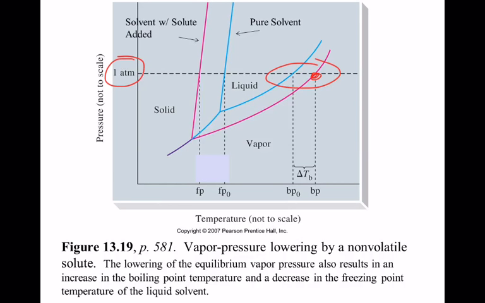Remember, the pink is the adulterated, the solvent to which solute has been added. With the presence of your solute at the same pressure, notice what you have to do. You have to jack up the temperature in order for that thing to boil. That's it: boiling point elevation, affectionately called BPE.